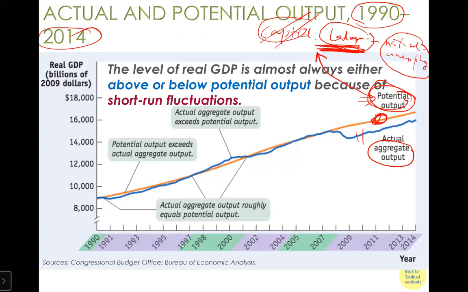For example, in this part, we produce less than we potentially can produce. If you look at the unemployment rate, you should realize that at that time period, the unemployment rate is much higher compared to the natural rate of unemployment.